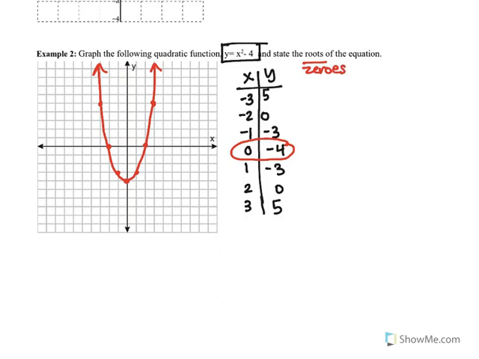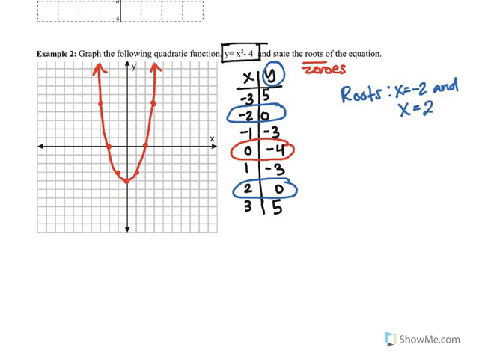You can either look at your table. If I look at the table, I'm looking for which of these y values has a value of 0. I see a value of 0 right here, and I see a value of 0 right over here. So I know that my roots are the x values of these blue points that I circled, the x value of -2 and the x value of +2.